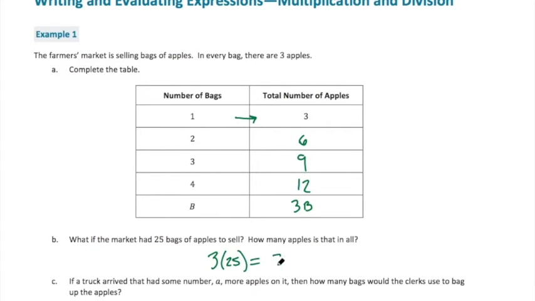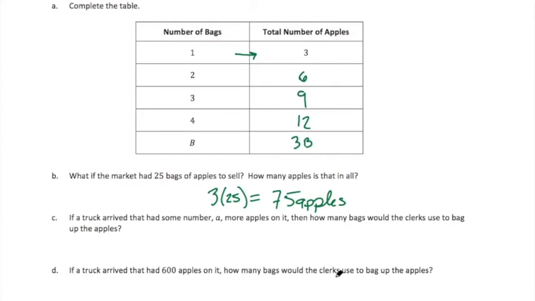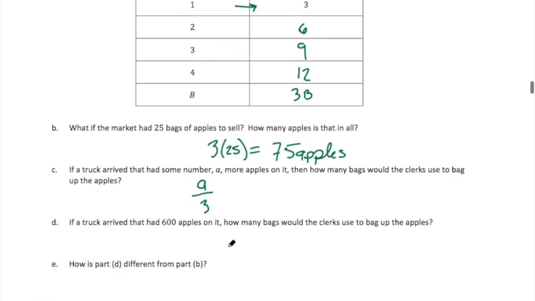So 3 times 25 will give us 75 apples in 25 bags. If there is a truck and we don't know how many apples there are on it, how many bags would we need? Well, this is kind of going backwards. Now we have to divide the number of apples by 3 to figure out how many bags that's going to require. So A divided by 3 will give us that.